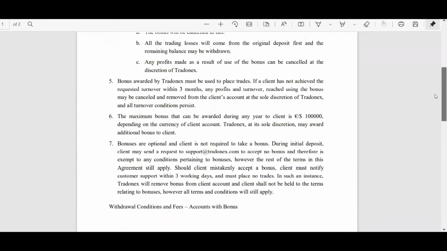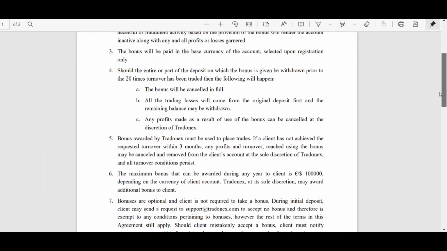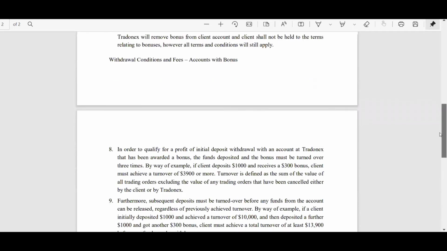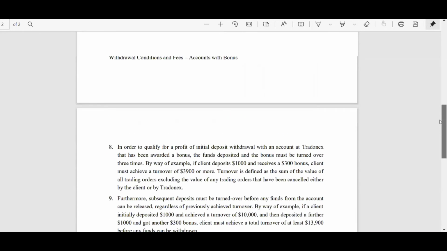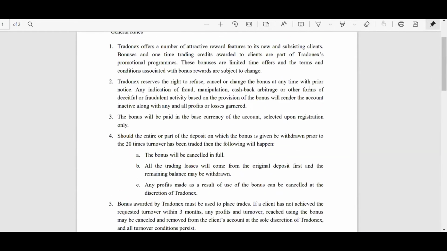There's a couple of other things here. Let's see. I skipped right to the end of it so I could show you guys that there is a con about taking bonuses. So now we'll go on here. Tradonex offers a number of attractive reward features. They do, but not as bad as other brokers.